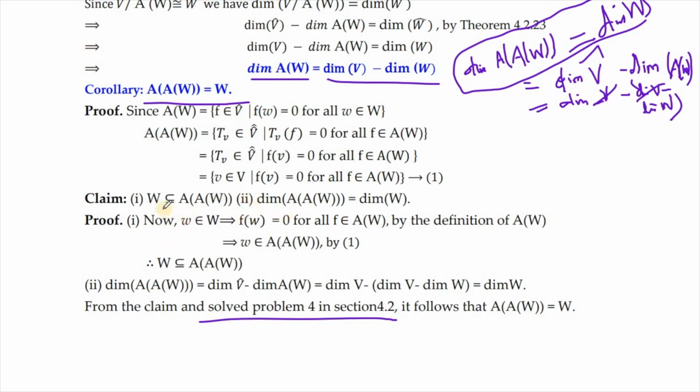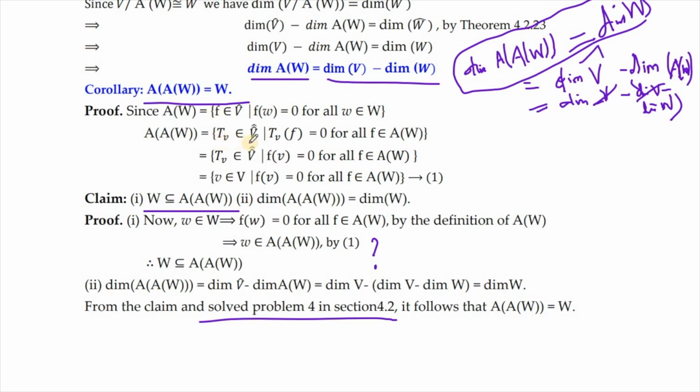Okay, so now to establish this, you consider W and W, which means that f of W is equal to 0 for all f in A of W by the definition of A of W. Now this in turn implies W belongs to A of W. So how does this happen? Now you go back to this. Now A of W you have described in this way. So in the same way A of W can be described.